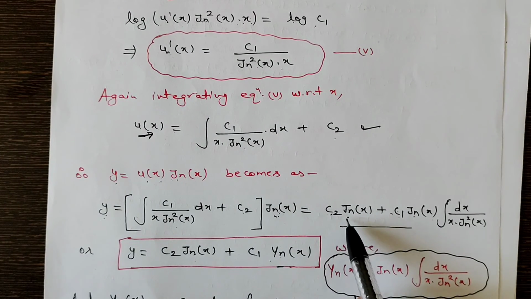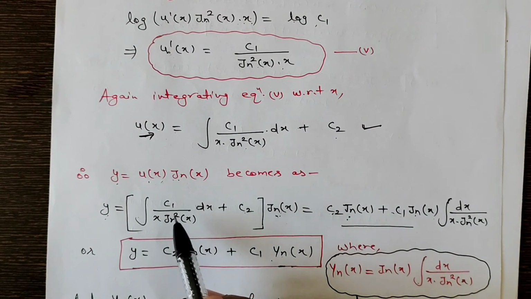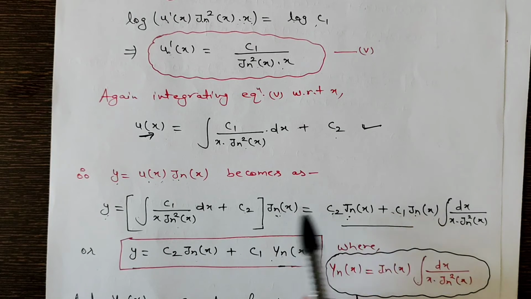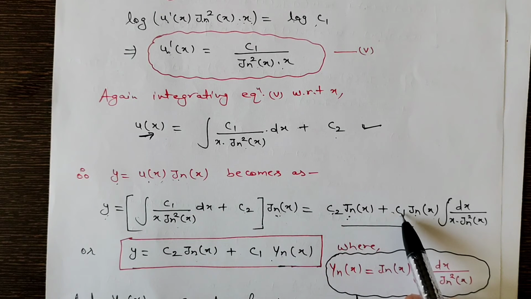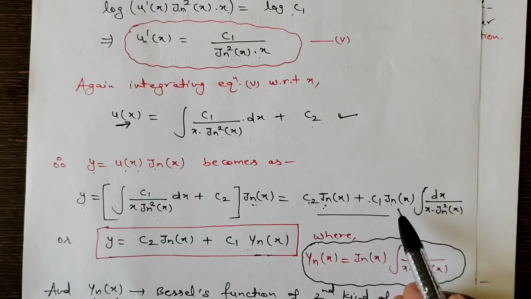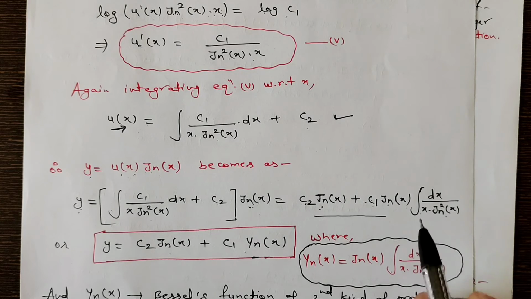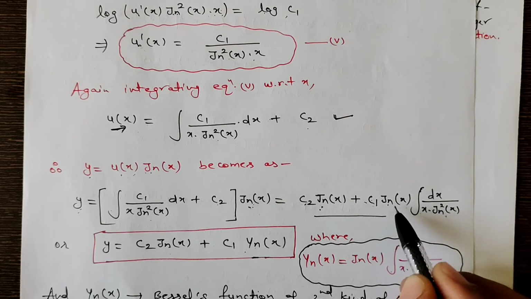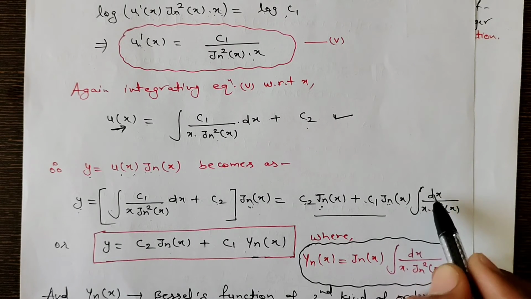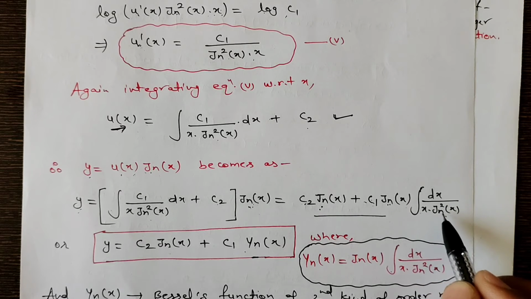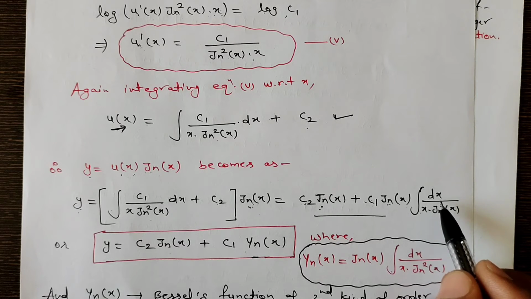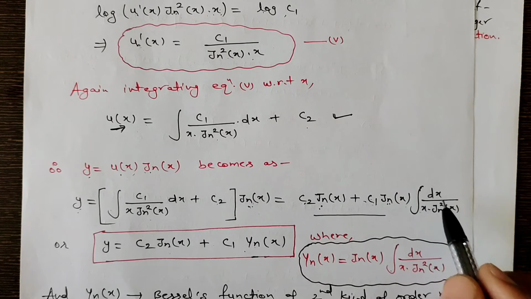After simplifying this bracket, when it is multiplied with c2, it can be written as c2 times J_n(x), and when this is multiplied with the first term, this c1 can be taken outside the integration sign, so it will be c1 J_n(x) times the integration of dx over x into J_n squared x. Clear? So now I have just replaced this term, that is J_n(x) into the integration of 1 over x into J_n squared x with respect to x, so that's why it is dx.